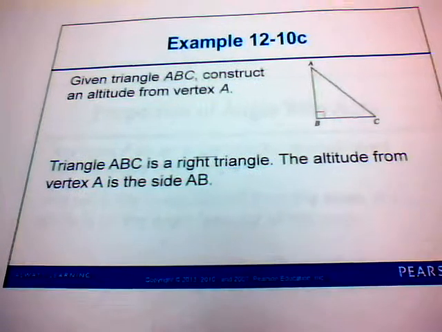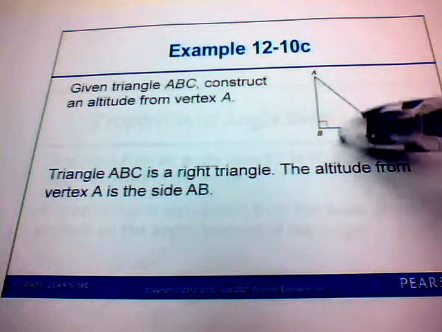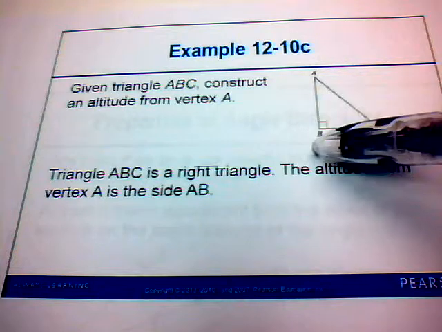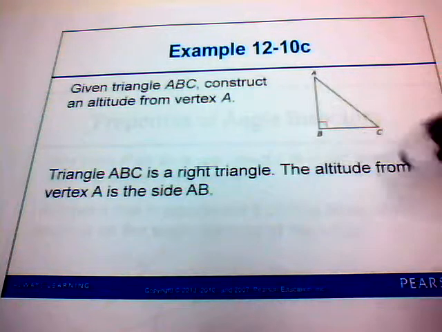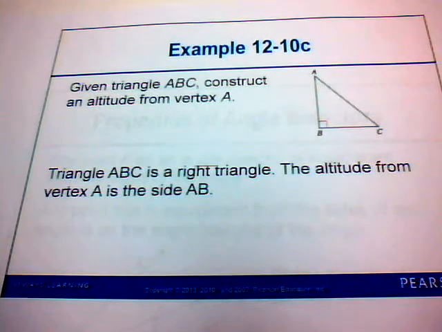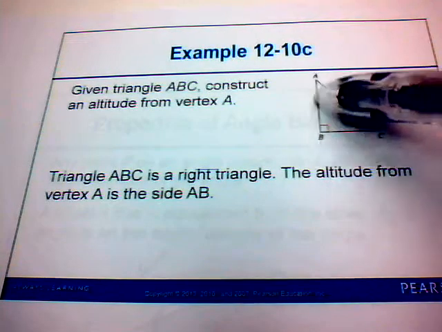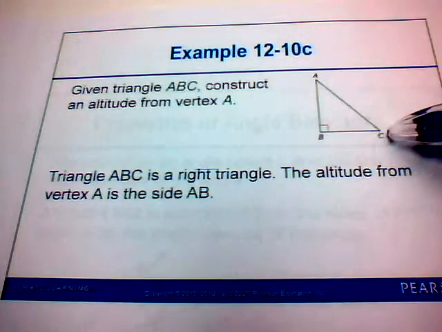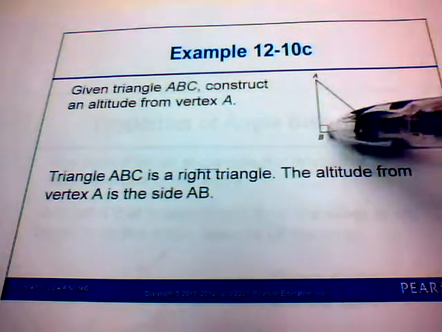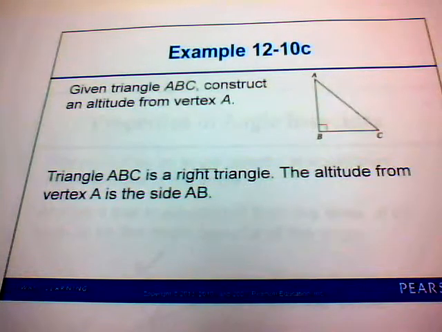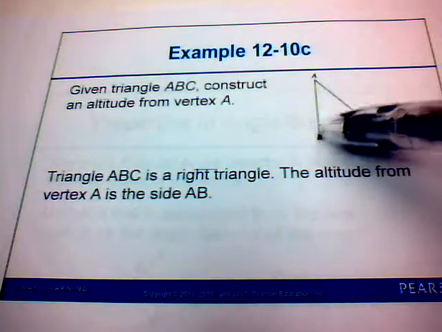Now with the right triangle, it won't be necessary, because notice that side AB would be the altitude itself, because you have the vertex and it's perpendicular to side BC because of the right angle there. So already you do have an altitude for that right triangle, in this case side AB.